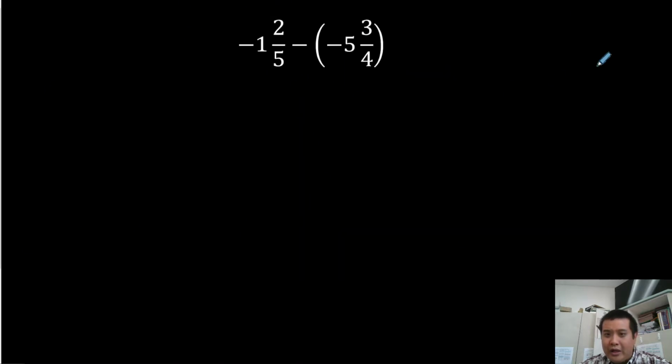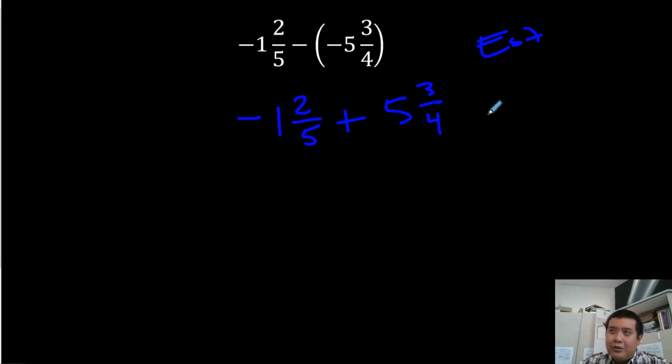Go ahead and try this one on your own. So, subtraction is addition of the opposite, so we're going to do negative 1 and 2/5. Change this to a plus, change this to a positive, so we got 5 and 3/4, which means our answer is going to be positive. So let's do an estimate. This is close to negative 1, this is close to 6, so we're going to say close to 5.